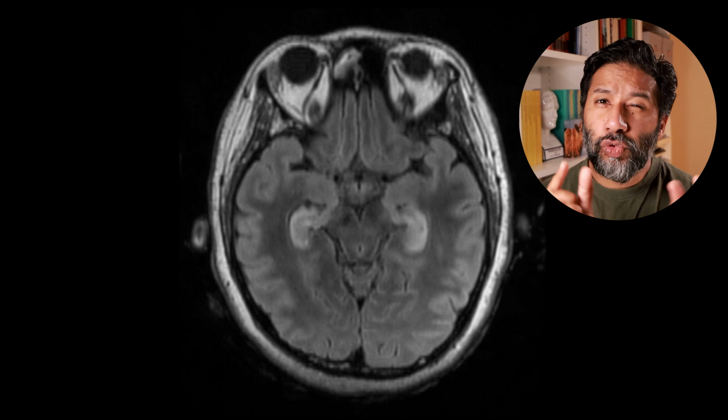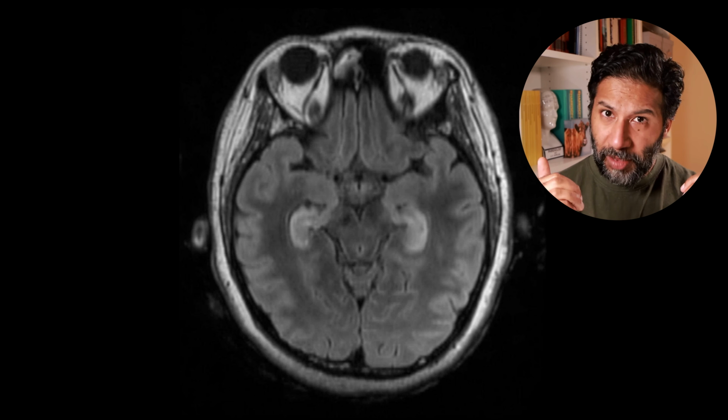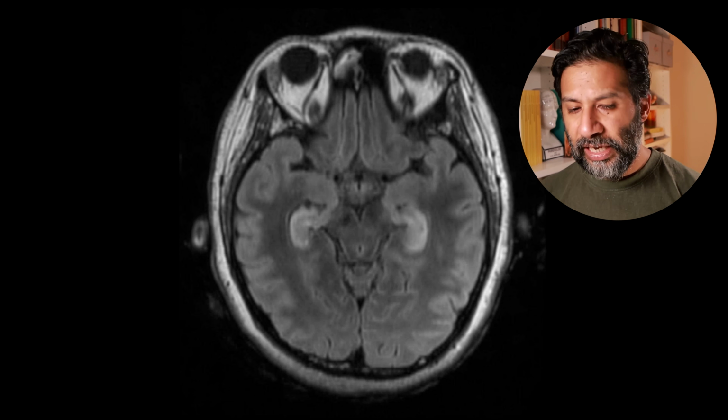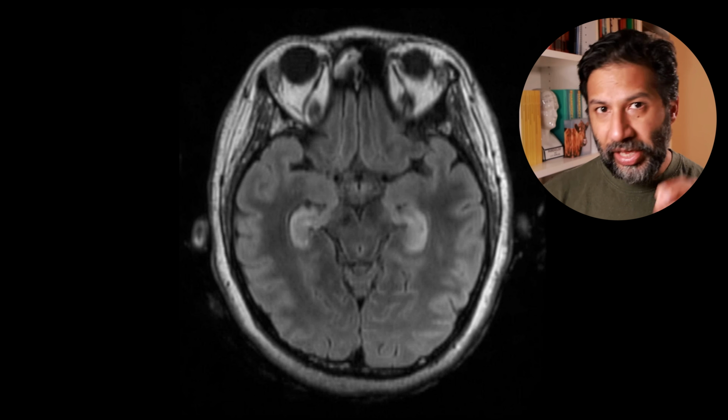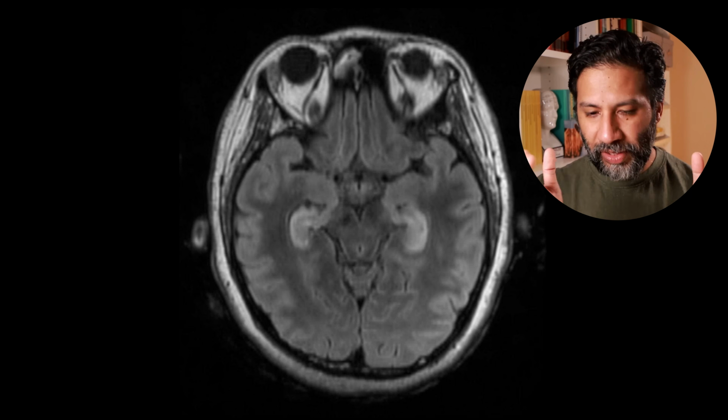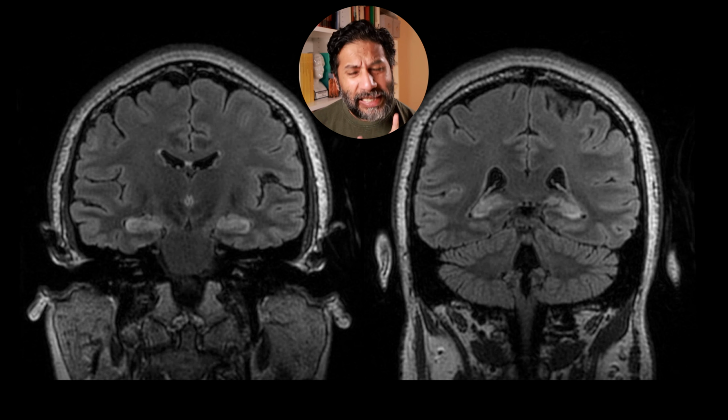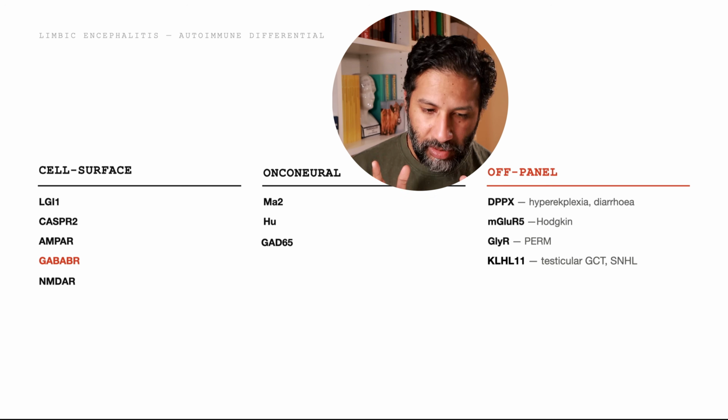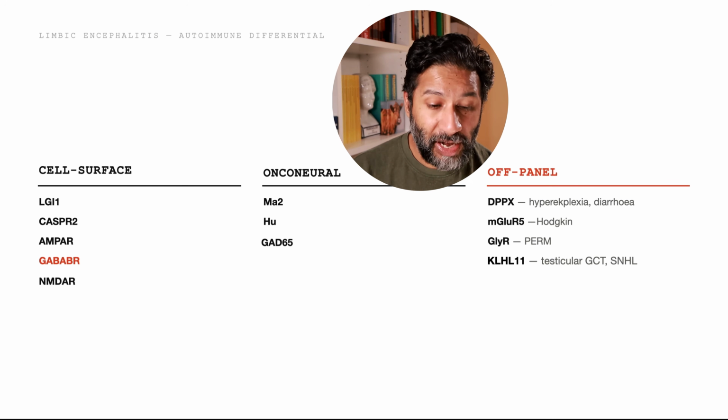And it's very restricted to the hippocampi itself. We're not seeing it move out into the amygdala or the insula or spreading out. This is the typical pattern we see with an autoimmune encephalitis, and very specifically a limbic encephalitis. So this patient ended up having a GABAB receptor antibody that was positive.